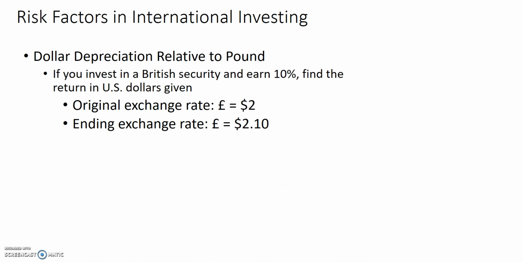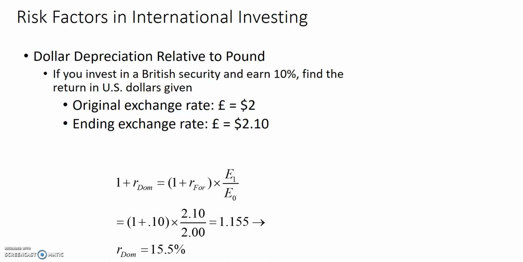Some of the other risk factors in international investing is the dollar depreciation relative to the pound. You can also include this in any other currency denomination that you would like. It could be the dollar depreciation to the peso, to the yen, whichever you would prefer to denominate it into. If you invest, for example, in a British security and earn a 10% rate of return, you would have to find the return in US dollars. The original exchange rate would be $2 and the end exchange rate would be $2.10.